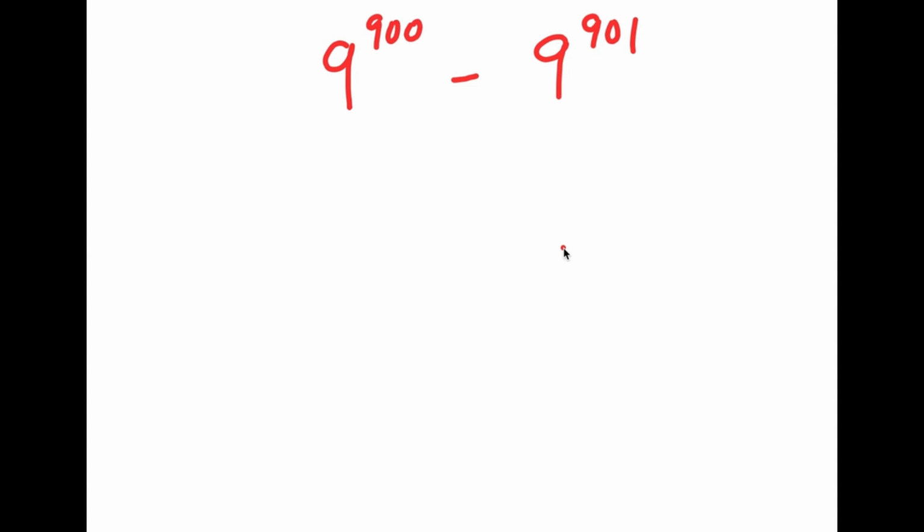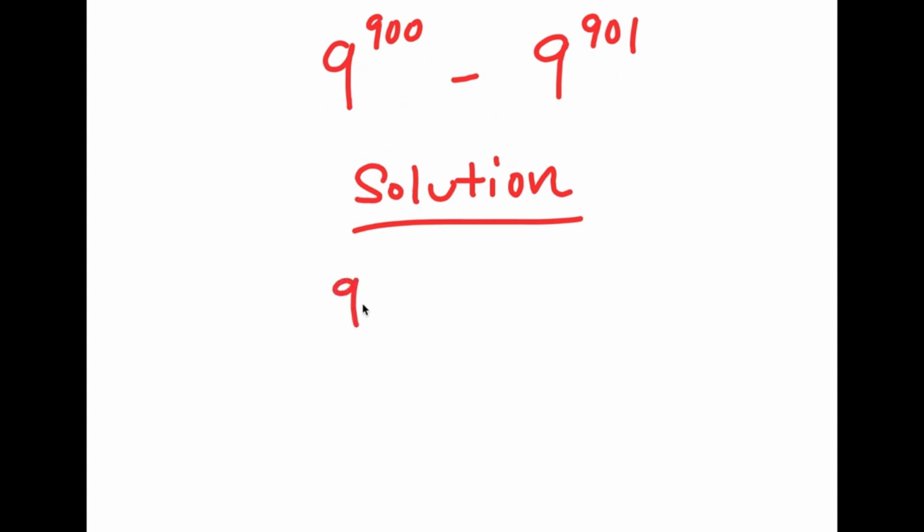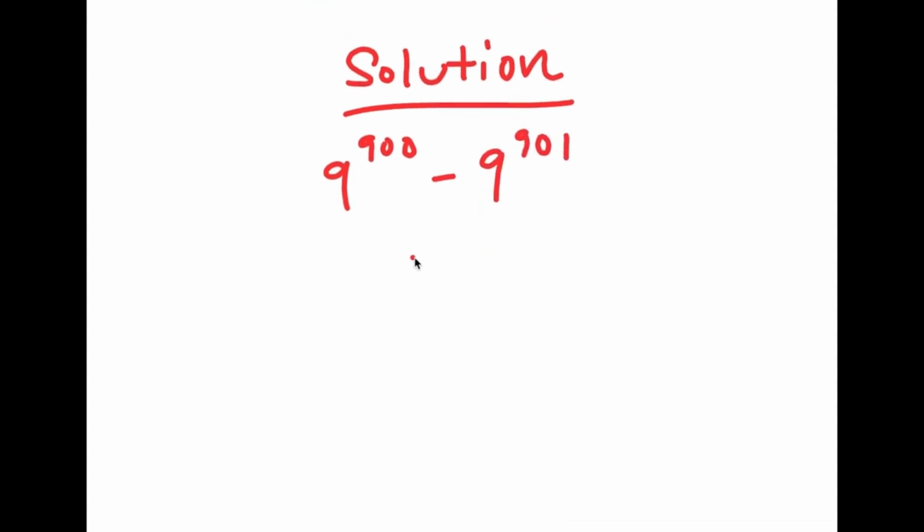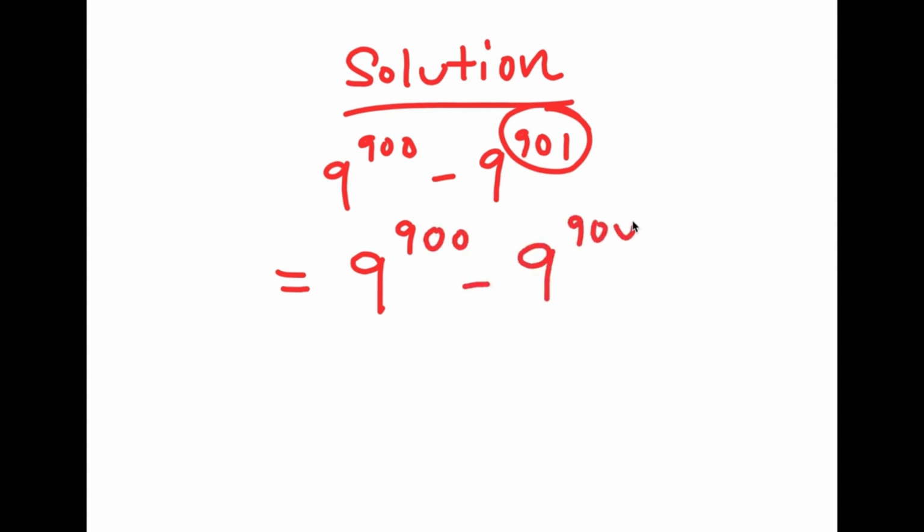Alright, so in this problem, I have 9 to the power of 900 minus 9 to the power of 901. For my solution, I'm going to first start by rewriting my original problem here: 9 to the power of 900 minus 9 to the power of 901. Now this is the same thing as, I can rewrite 901 as 900 plus 1. So this is the same thing as 9 to the power of 900 minus 9 to the power of 900 plus 1.